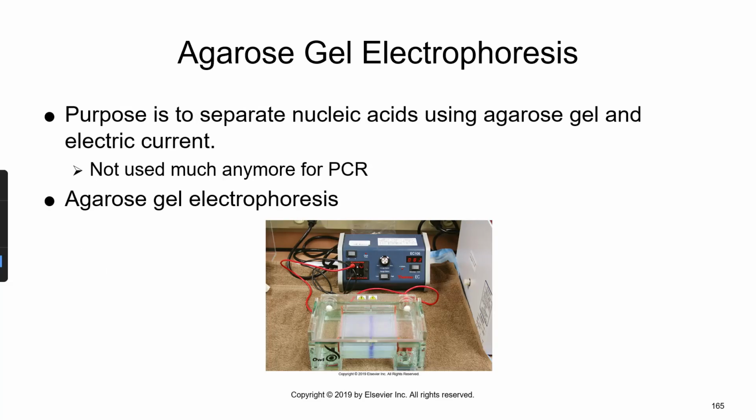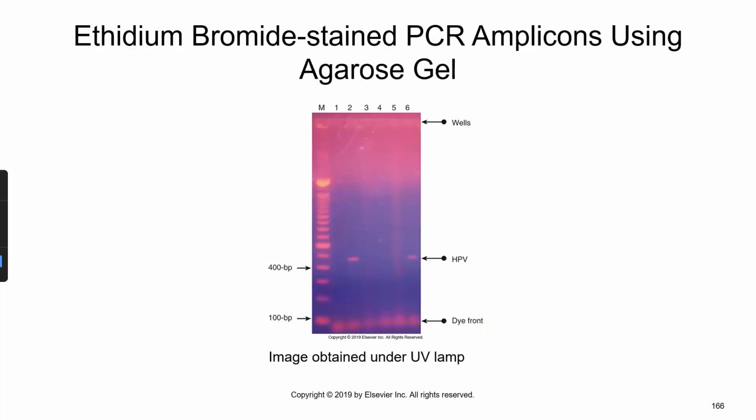So once you run it on a gel, this is literally what it looks like. Everything looks blue. That doesn't mean that there's DNA there. So you actually have to stain it with something and then look at it using UV typically. And you can use the UV and capture a picture of the gel. So this is a picture of ethidium bromide stained PCR amplicons.